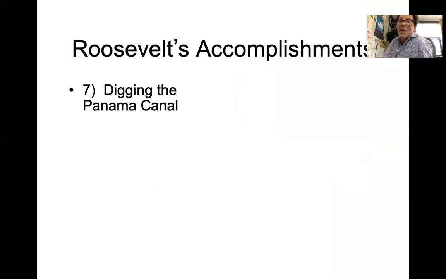Let's continue on. This is another huge accomplishment of Theodore Roosevelt. Number 7, let's talk about digging the Panama Canal.